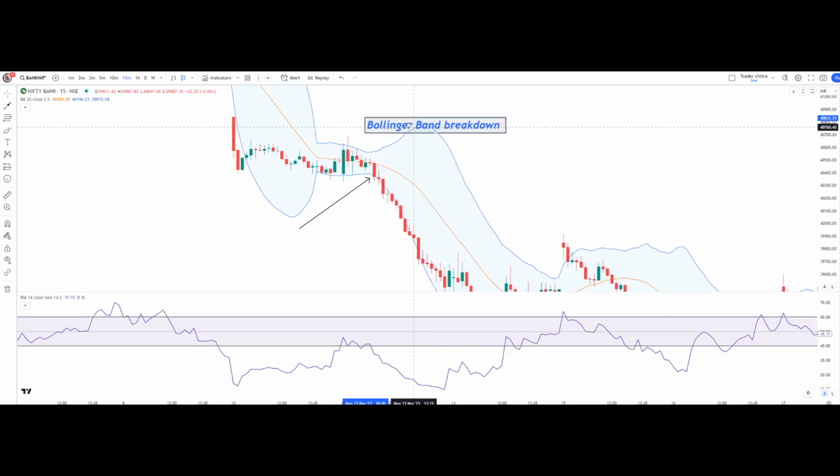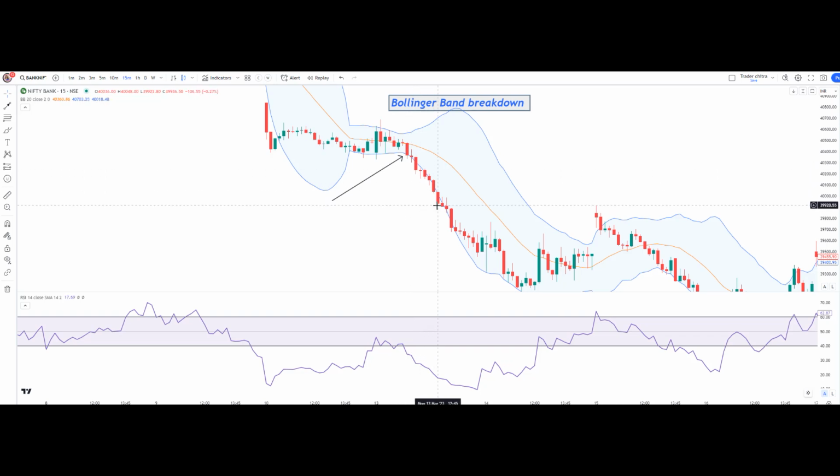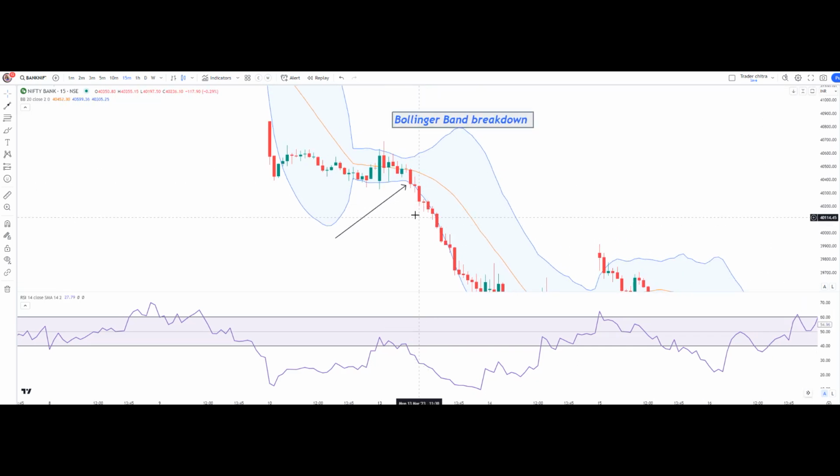Okay, so we can enter into the short trade below the low of this red candle, and we can trail our profits. Here also we can see that the price is falling along with the lower Bollinger Band. So one can trail and book their profits according to their RR ratio. And we can see that the RSI is also below 40. In this red candle, the RSI also came below 40. So we can enter into the PE trade.